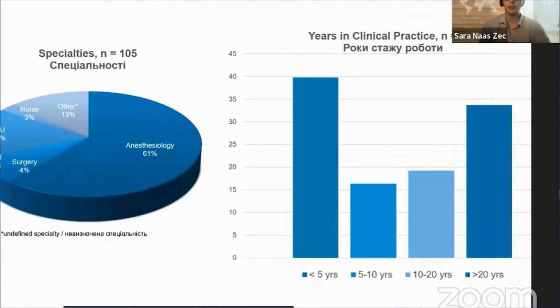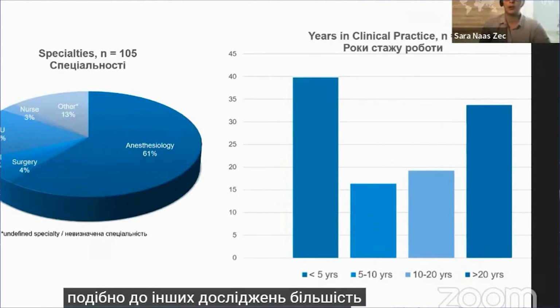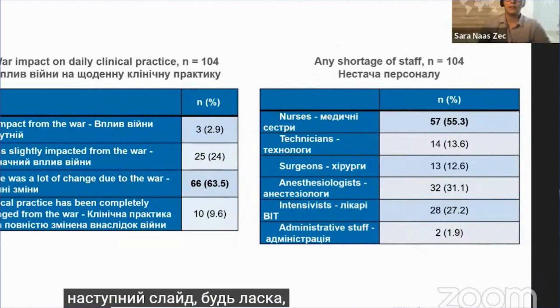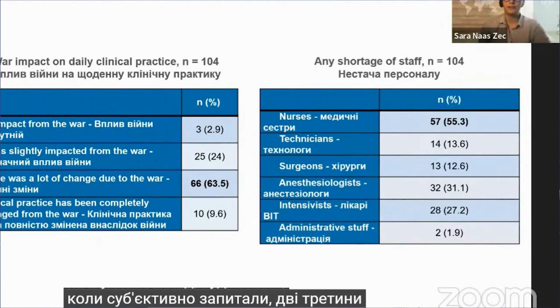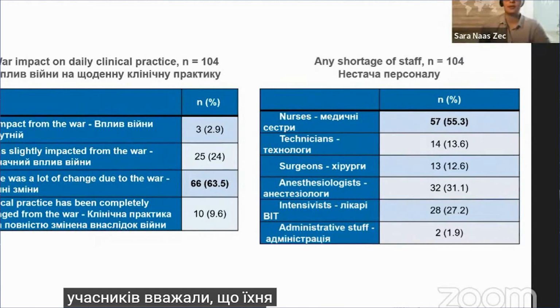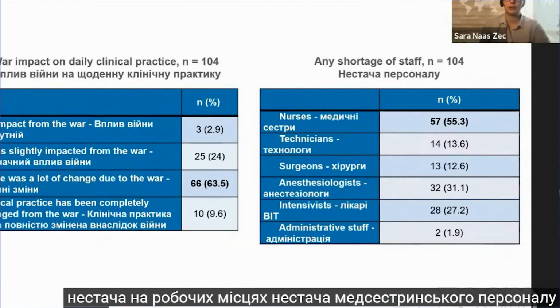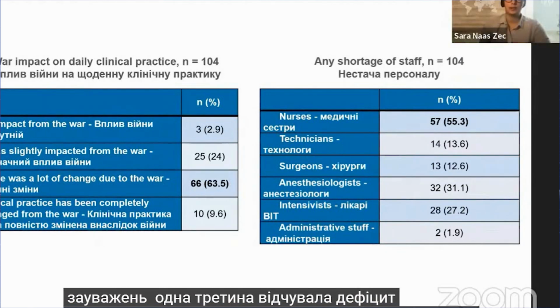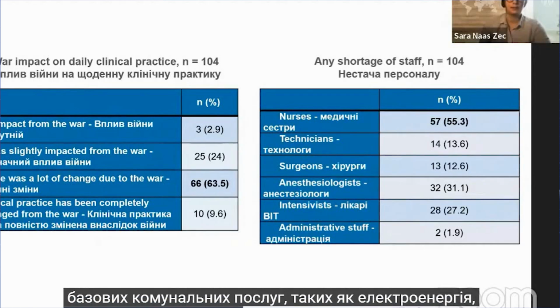Similar to other studies, most of the respondents were anesthesiologists with an approximate 3-way split between early, mid, and late-stage careers. Next slide, please. When subjectively asked, 2/3 of the participants felt that their clinical practice had been significantly changed due to the ongoing conflict. When asked whether or not there were workplace shortages, nursing staff shortages were implicated the most. Of note, 1/3 experienced shortages of basic utilities such as electricity. Next slide, please.